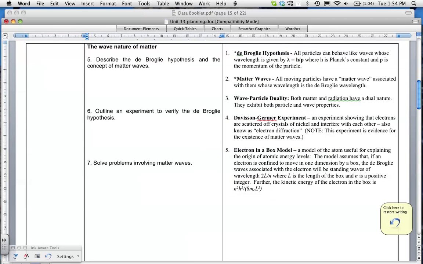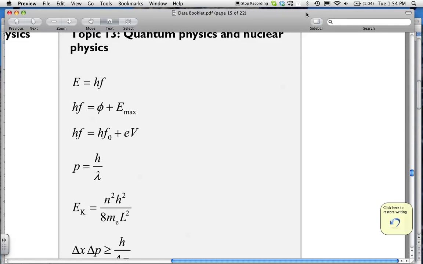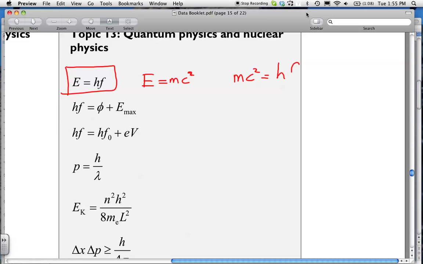Now, firstly, going to the data booklet, we're going to use this formula, which is for the photoelectric effect, which basically gives the energy of a photon or a particle of light. He used this formula along with E is equal to mc squared, which is the energy of a particle, something that has mass. And he equated the two. He said, well, mc squared is equal to hf. mc squared is equal to hc over lambda.